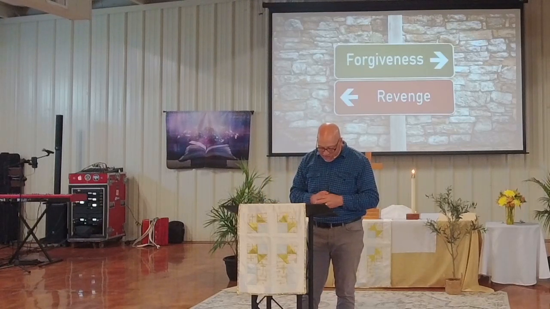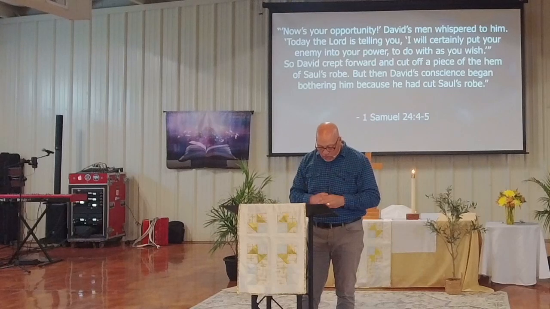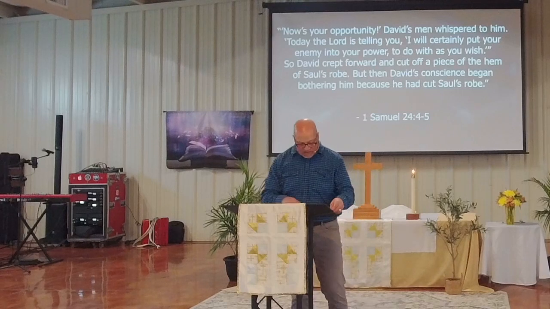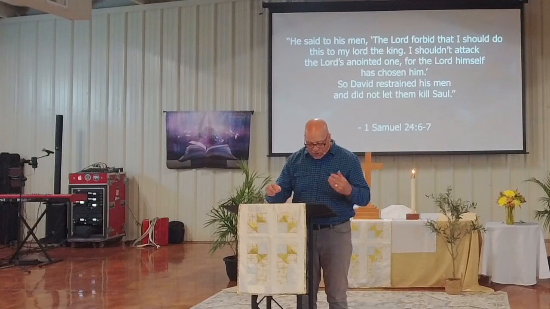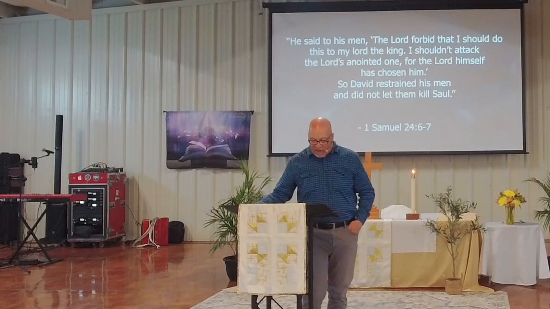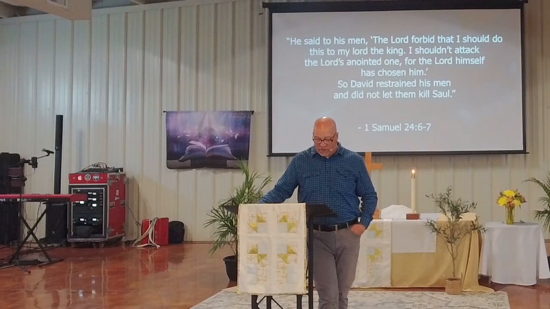"Now's your opportunity," David's men whispered to him. "Today the Lord is telling you, 'I will put your enemy into your power to do with as you wish.'" So David crept forward and cut off a piece of the hem of Saul's robe. But then David's conscience began bothering him because he had cut Saul's robe. He said to his men, "The Lord forbid that I should do this to my lord the king. I shouldn't attack the Lord's anointed one, for the Lord himself has chosen him." So David restrained his men and did not let them kill Saul.